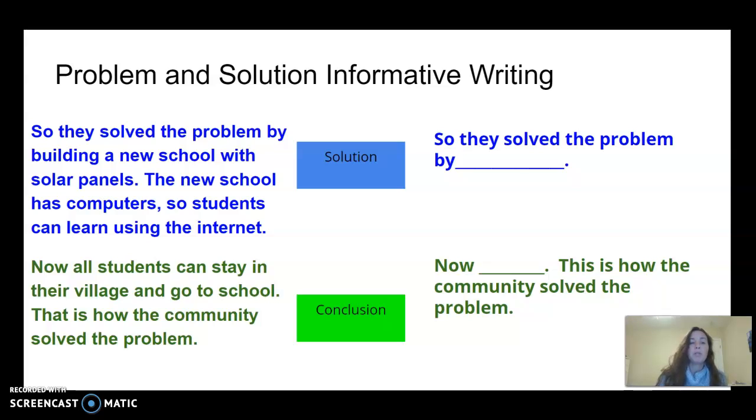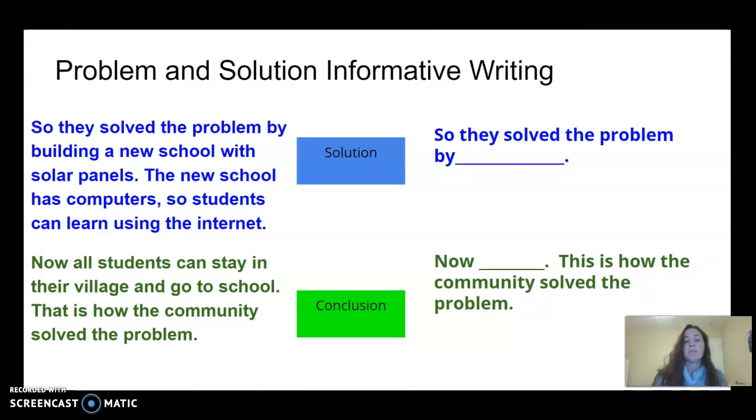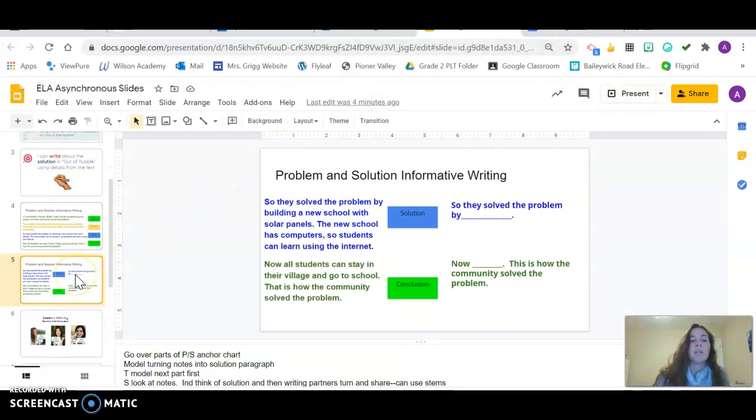The next part I wrote was, now all students can stay in their village and go to school. That is how the community solved the problem. I'm telling the reader what changed. So I told them the problem, the solution, and now what students are able to do. Now students can stay in the village and go to school. That's how the community worked to solve their problem. And in Out of the Rubble, that community in Haiti also worked to solve their problems too. Let's look at how I can use my note catcher for this as well.